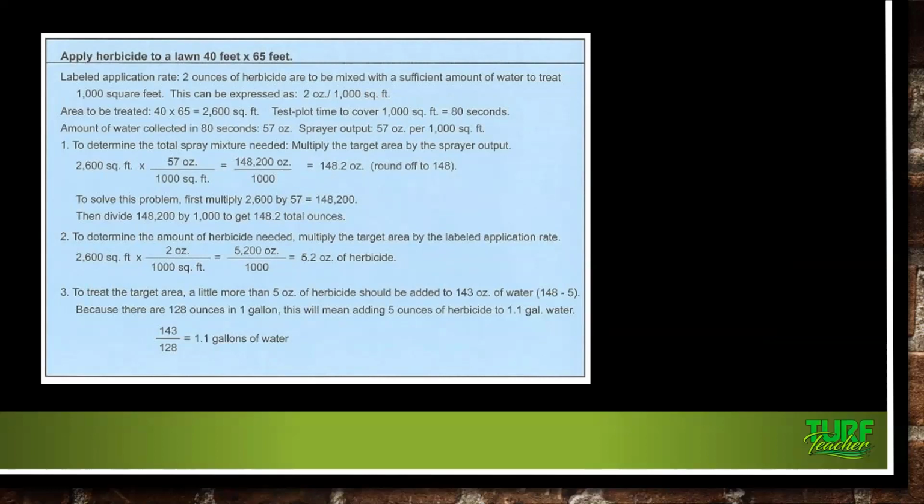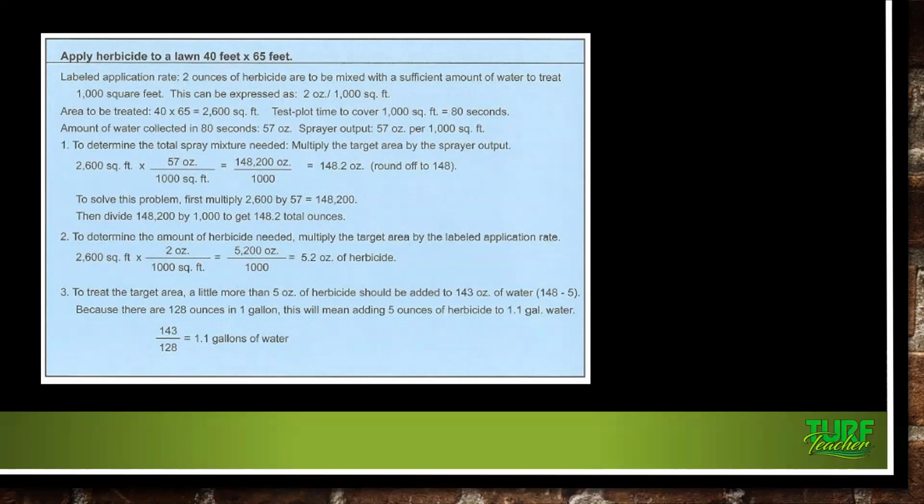Test plot to cover 1,000 square feet is 80 seconds. The amount of water that we collect in 80 seconds is 57 ounces. So our sprayer output is 57 ounces per 1,000 square feet. So determine the total spray mixture. That's different than our actual pesticide volume.